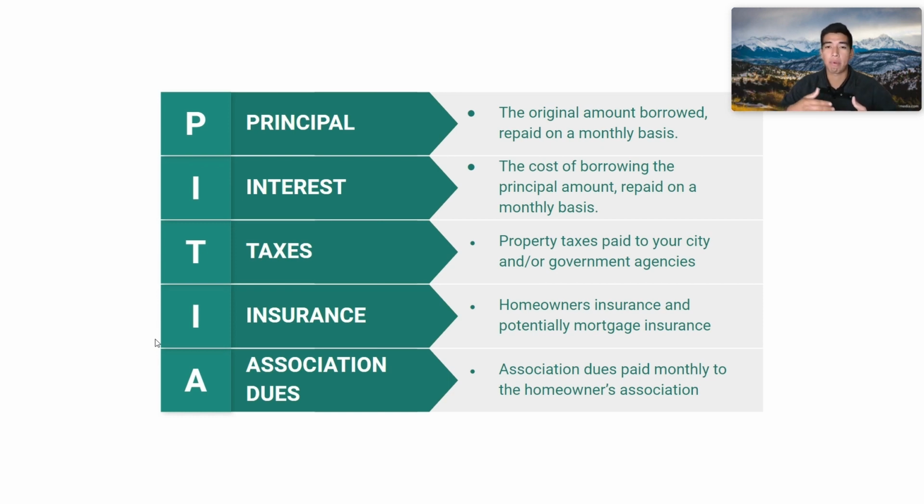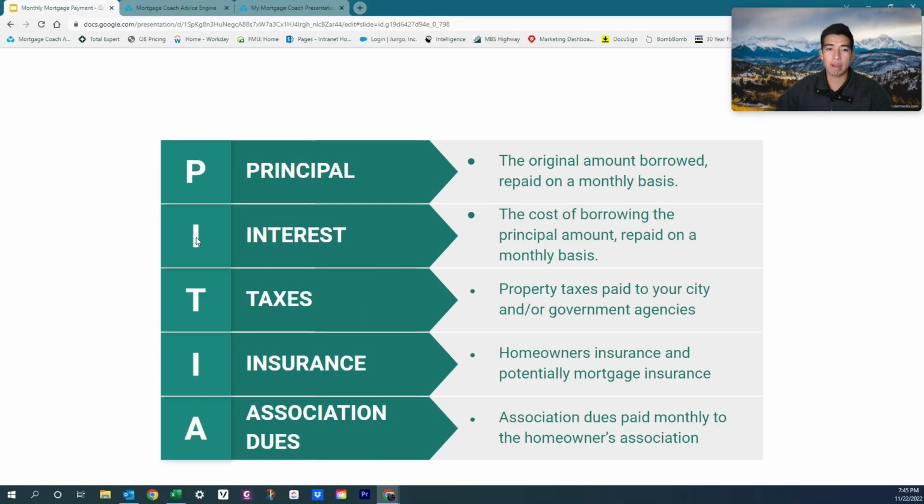Taxes, obviously this is going to be the property taxes that you pay to your city and or government agencies. Insurance, this will be homeowners insurance and potentially mortgage insurance depending on the loan program and your down payment percentage. Association dues. So again, this is the part that may or may not always be in your mortgage payment. It's going to depend on if you're buying a condo with a homeowners association, or really any property that has a homeowners association, an HOA with monthly dues. So that's the main portion. That's really the breakdown of a payment.